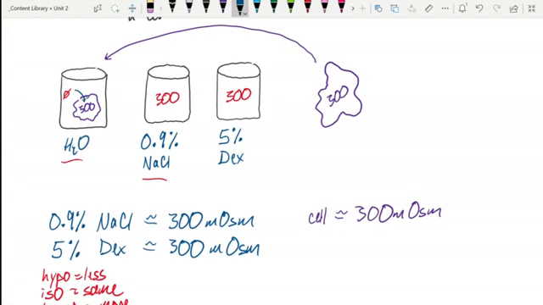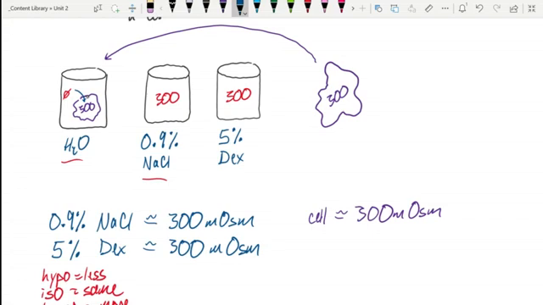That's going to cause the cell to expand. It's going to swell up. If it's strong enough, it could actually even pop. It could burst. And so this is what a hypotonic solution does. It causes a cell to swell.